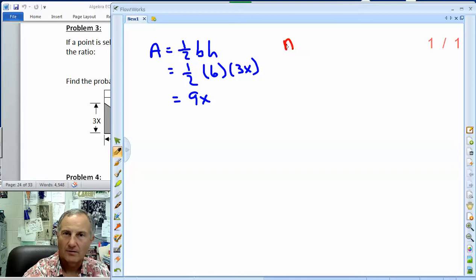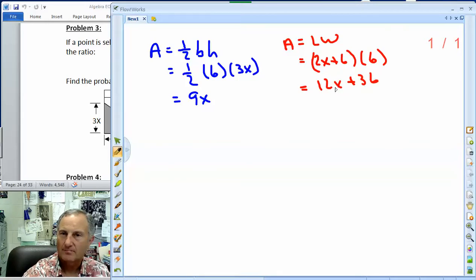Now the area of the rectangle is length times width. So I look here, we've got a length of x plus 2x. I'm going to write that as 2x plus 6. And then it shows a width of 6. So we're going to distribute the 6 to both of these. I get 12x plus 36. So there are my two areas.